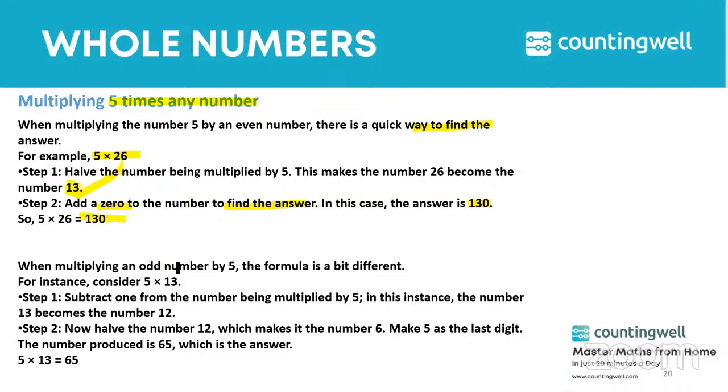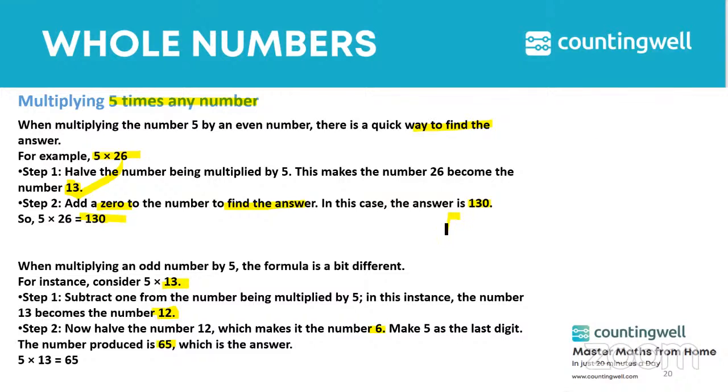Now when we are multiplying an odd number by 5, the formula is a bit different. So for instance, if you want to multiply 5 to 13, as 13 is an odd number, you have to subtract 1 from the number which is being multiplied by 5. For instance, the odd number here is 13. So if we subtract 1 from 13, we have 12. Now you have to halve the number 12, which is 6, and make 5 as the last digit of the number. So we have 65.